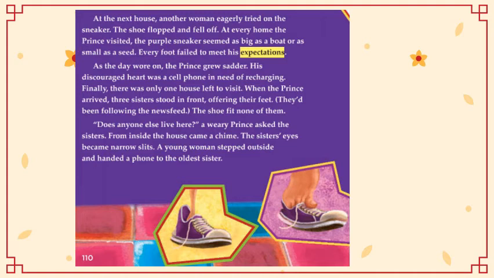When the prince arrived, 3 sisters stood in front, offering their feet. They'd been following the news feed. The shoe fit none of them. "Does anyone else live here?" a weary prince asked the sisters. From inside the house came a chime. The sisters' eyes became narrow slits. A young woman stepped outside and handed a phone to the oldest sister.